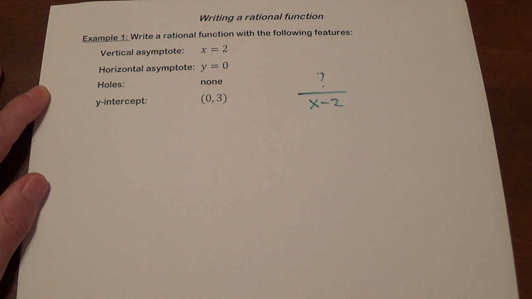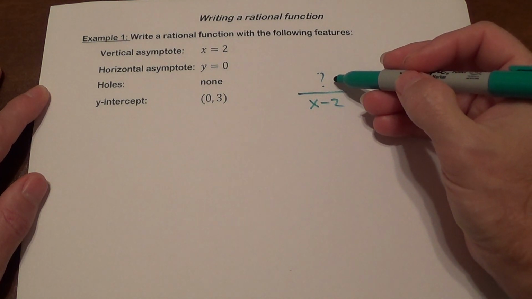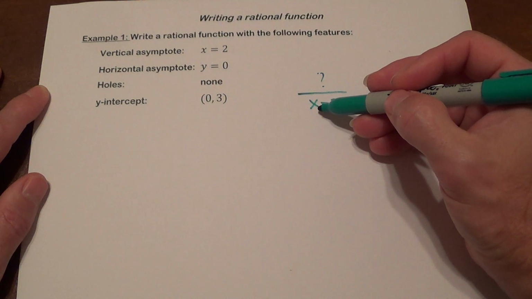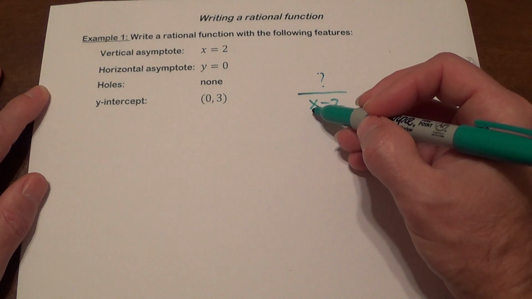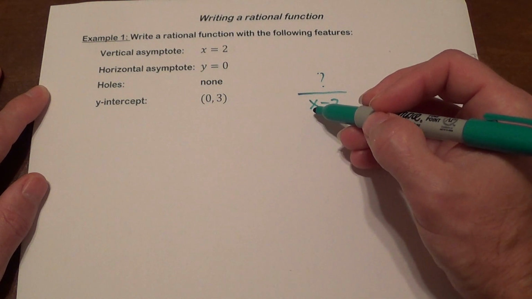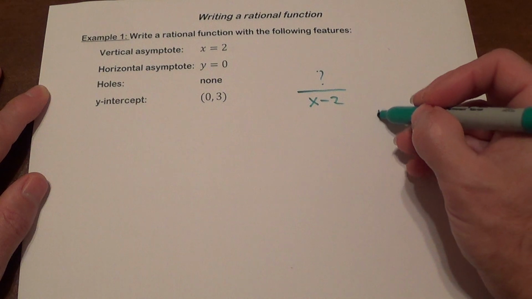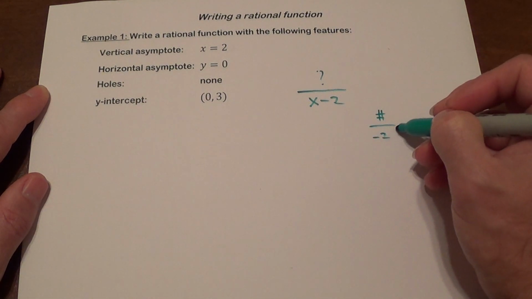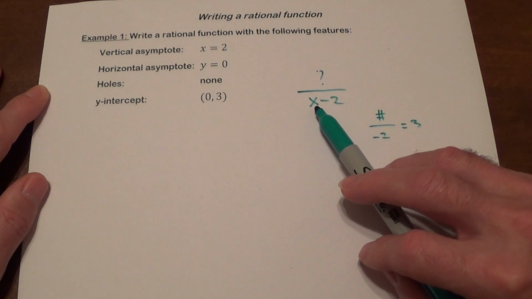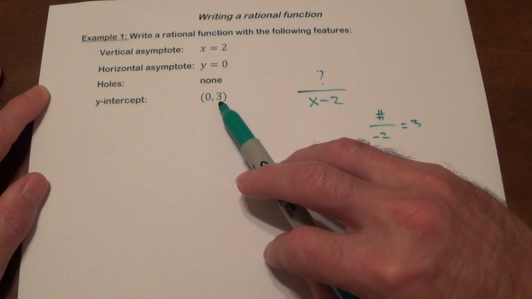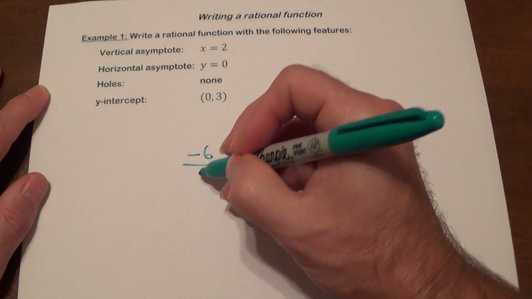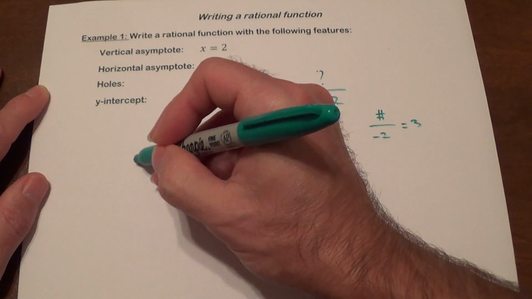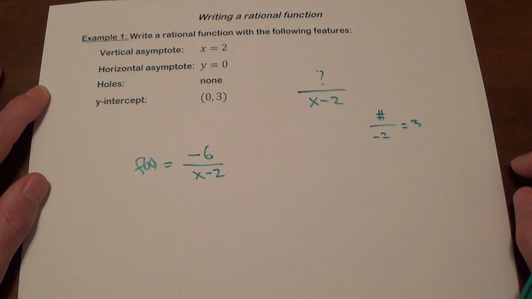Well, if you want the y-intercept to be (0, 3), then whatever number you put here for x, when you put 0 for x, you're supposed to come out with 3. So if I'm putting 0 on the bottom, then I am going to get -2. So something times -2 has to give me 3, because when I plug in 0 into the denominator and get -2, I want my outcome to be 3. So what number goes there? -6. So one possible function that's going to meet these criteria is going to be this one.